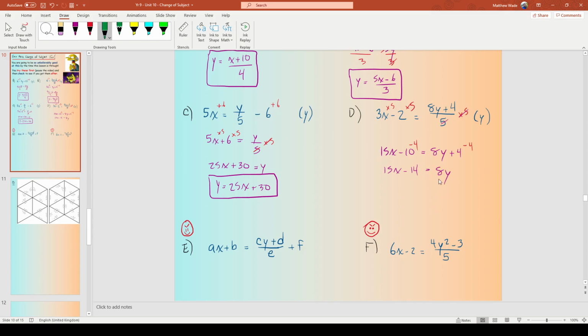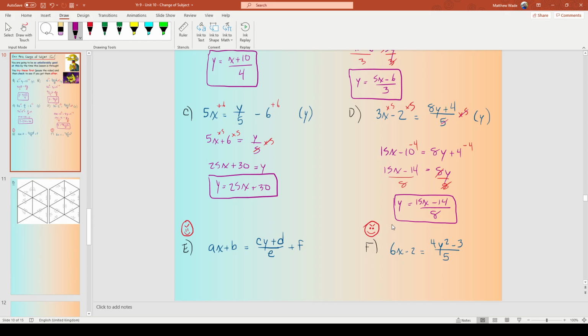So to get y on its own, just like before, divide by 8, and you get to cancel out, and you're just going to be left with y equals 15x, take 14, all over 8 as a final answer.